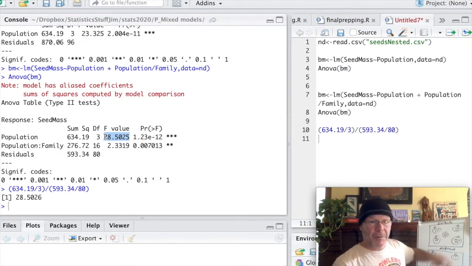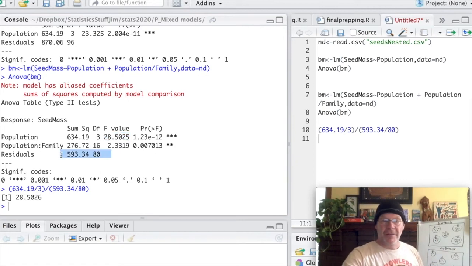And here, the residuals, that's all the data, but that's not the independent observations we had for the hypothesis testing part, because we only had five per population. And so with a hierarchical model, what we want to do when calculating the F statistic is to use the mean squared of the next nesting level.